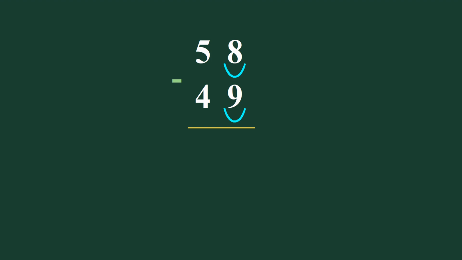8 minus 9. But I can't do it because 8 is smaller than 9. So we must borrow. You go to the 5 in the tens place and borrow 1 from it, so the 8 becomes 18 and 5 becomes 4. Now we have 18 minus 9, which equals 9, right?